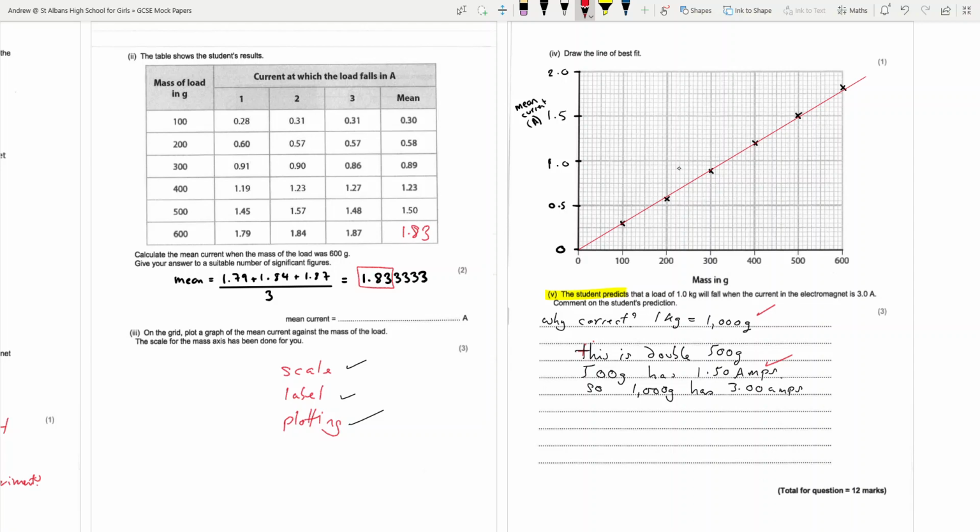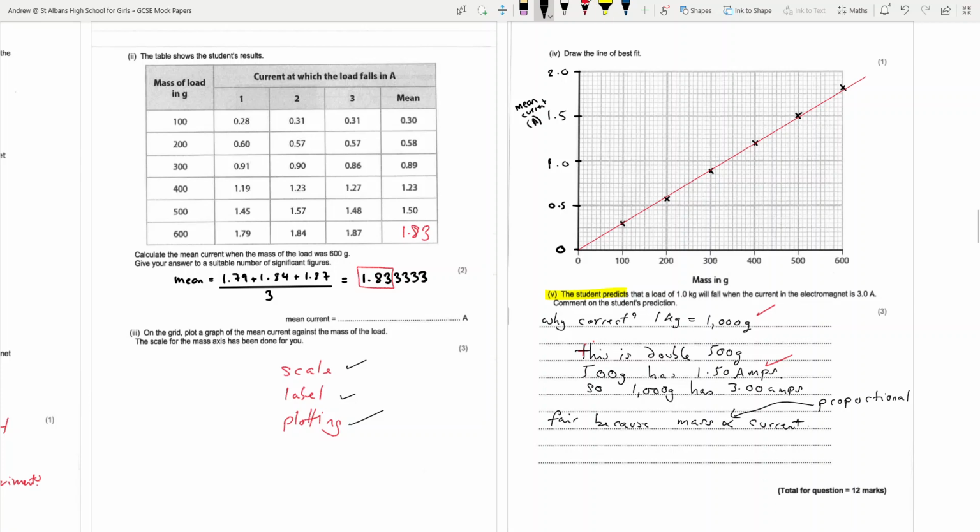Why is that a reasonable inference to make? It's reasonable because this is a straight line through the origin. Okay, we can say this is fair because mass is proportional to the current. Okay, we can say it's fair because this is a straight line to the origin. Okay, so we can talk about that symbol if you've not seen it before. Sorry, that is the word proportional.